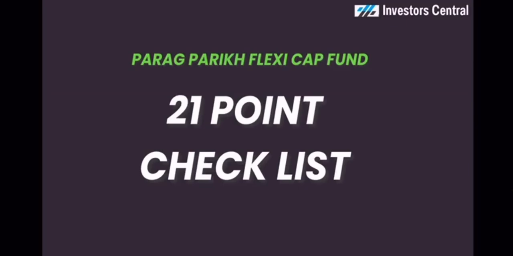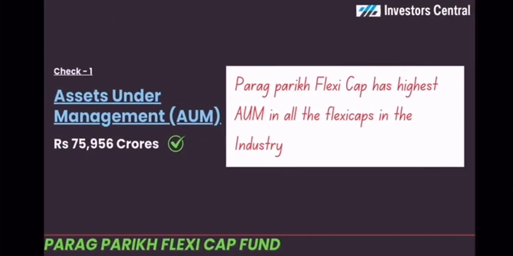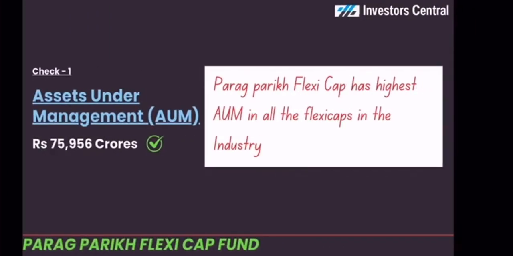In this video, we are going to have a detailed check of 21 points for Parag Parikh FlexiCap fund. Let us begin the checks with the basic details. Assets under management, AUM, of this fund is 75,956 crores. Parag Parikh FlexiCap has the highest AUM in all the flexicaps in the industry in India.